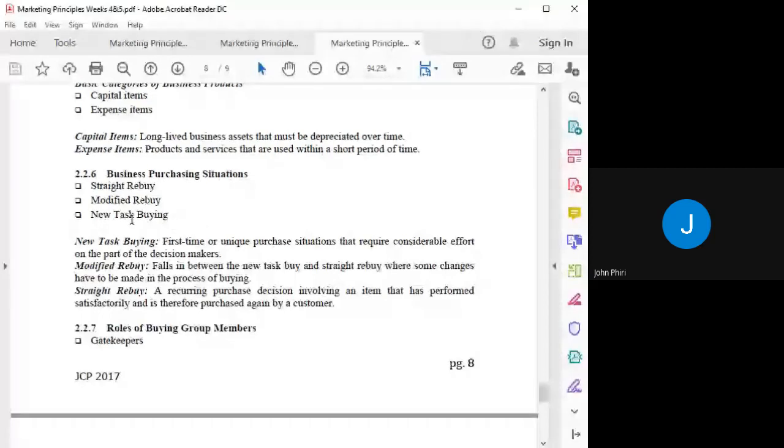When it is a new task buying, you're going to go through all the eight steps that we have mentioned, from recognizing the problem to performance evaluation. Because it's a new task. It's unique. You're doing it for the first time, for example. Okay? Now, let's say at the level of performance, you find that the product has not performed to your expectations. Your expectations are higher than your experience of that product. What do you do? Then the following time, you're going to enter into what is called modified rebuy. Modified rebuy.